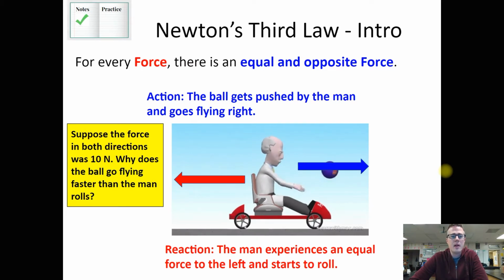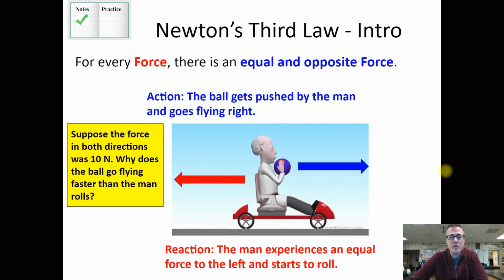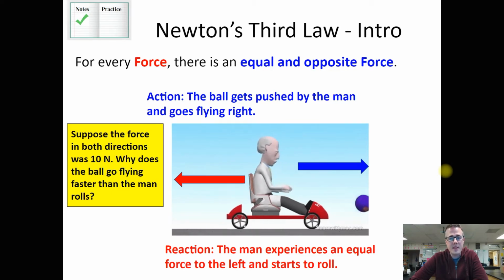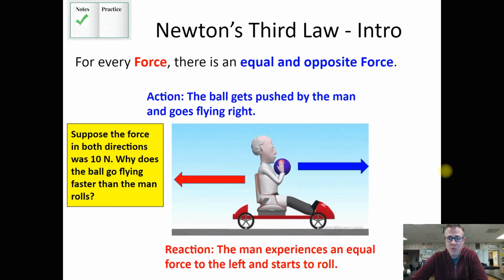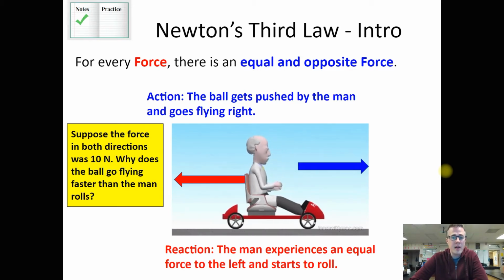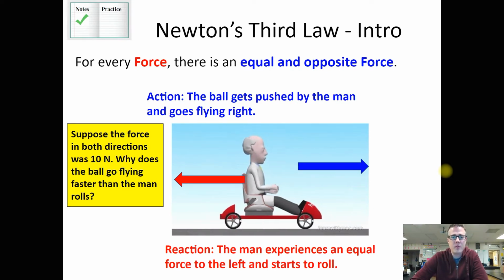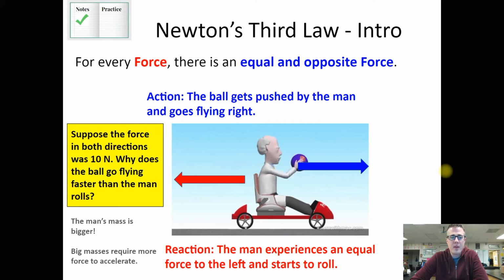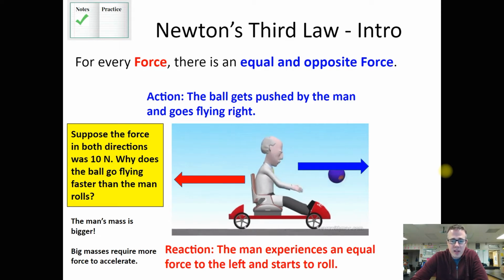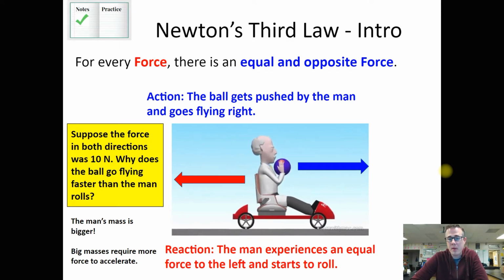And if you think about what we've just done with Newton's second law, since the ball is so small, if you apply 10 newtons to a small thing, it's going to go fast. And since he and the cart are so much bigger, if you apply 10 newtons to a bigger thing, it goes slow. But the forces are equal, and that's what Newton's third law is all about. So the man's mass is bigger, and so the bigger mass requires more force to accelerate. And that's why you'll see the cart just go a little bit, but the ball go fast.